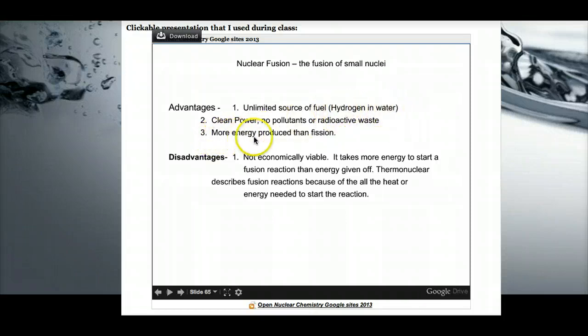And a tremendous amount of energy is produced, more than fission, because a lot more mass is missing, converted to energy. The big disadvantage is that we haven't quite figured out how to do this economically. Right now it takes a lot more energy to start the fusion reaction, and that is because we're trying to combine atoms together. When you fuse atoms, you're trying to make protons come in contact with other protons, and there's a tremendous amount of repulsion there.